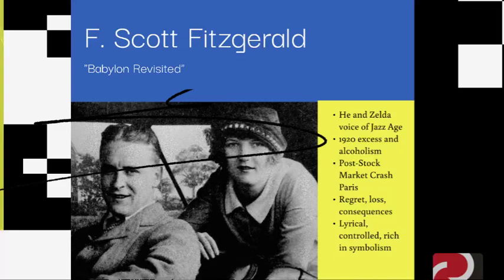Babylon Revisited was published in 1931, and it is a poignant story set in post-stock market crash Paris, i.e., the start of the Great Depression. It reflects Fitzgerald's own regrets and the collapse of the 1920s dream. Themes include, again, regret, loss, and the consequences of excess. It re-examines, again, the American dream, not as a promise, but as something corrupted and elusive. Fitzgerald's style is lyrical, controlled, and rich with symbolism. It's interesting as you read. Note how time and memory function in the story. Keep that in mind.